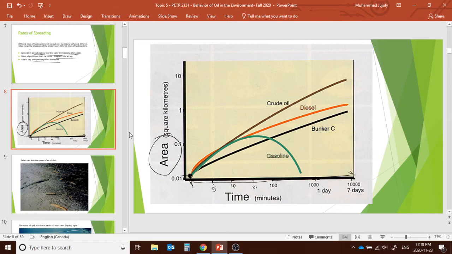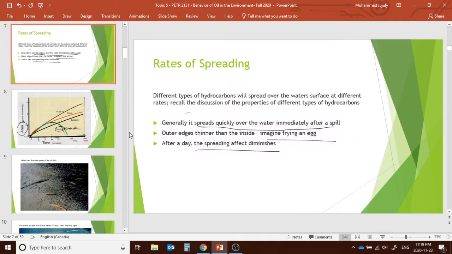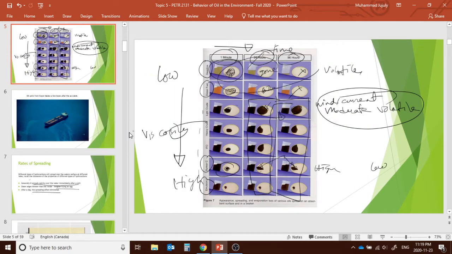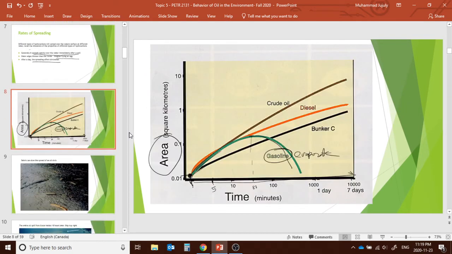Okay, so if it's gasoline, then what happens? It spreads much for a couple of minutes. For instance, for nearly an hour, it spread the highest, and after that it started to go away. Why? Because it evaporates. We have seen that in this picture, right? It starts evaporating because gasoline is a lighter component.